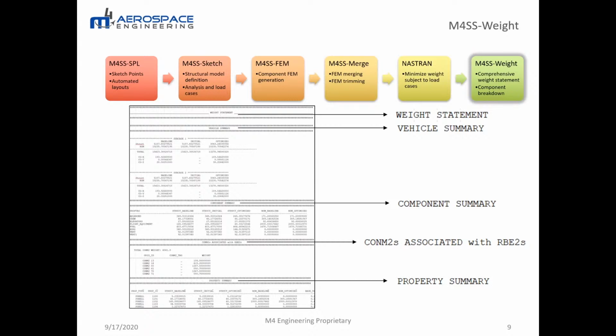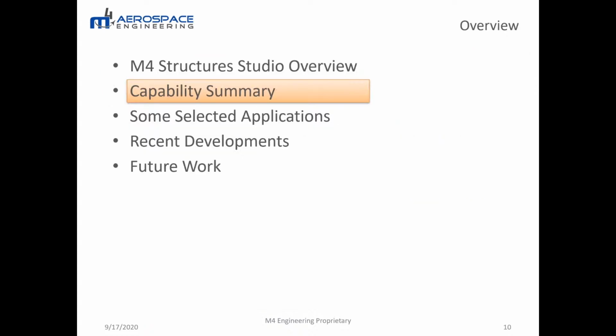And so that is essentially the workflow. We have those six steps that finish at weight. And then moving on, I'm going to now discuss our capability summary.